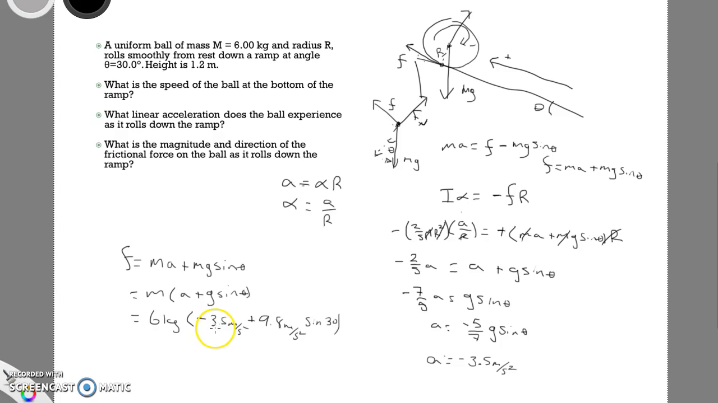4.9 plus negative 3.5 is going to be 1.4, and 1.4 times 6 is going to be, real quick punching in, 8.4, and that would be newtons. Okay, so the frictional force here is going to be 8.4 newtons. And you can see here that frictional force did not depend on the radius of the ball, neither did the acceleration for that matter.